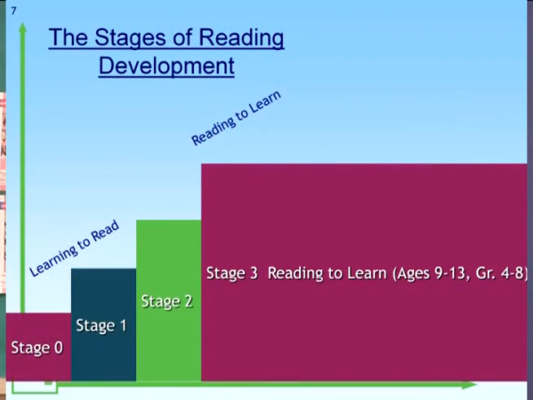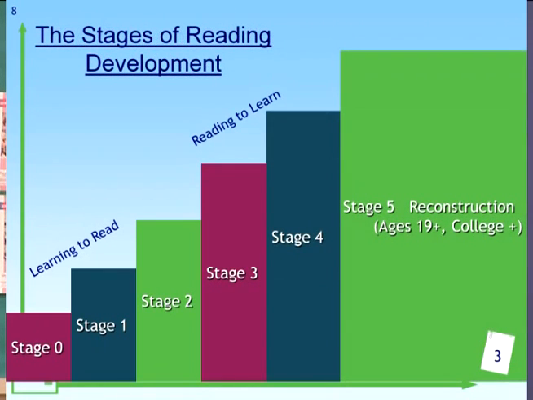So the first three stages of reading development are the learning to read stages. This is typically ages 0 through to about a third grade level. The focus is on them learning to read. But typically when they get to about the fourth grade level, the focus shifts to reading to learn. They're expected to know how to do it, but now they have to use that skill to be able to get new information. So stage 3, reading to learn, is typically ages 9 through 13, grades 4 through 8.